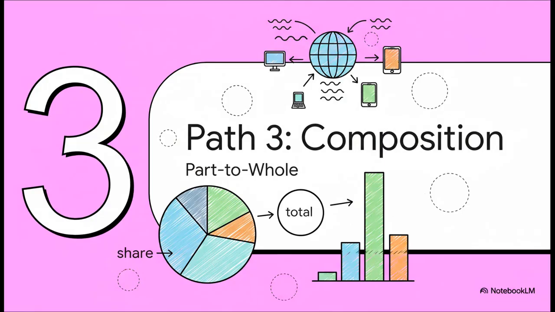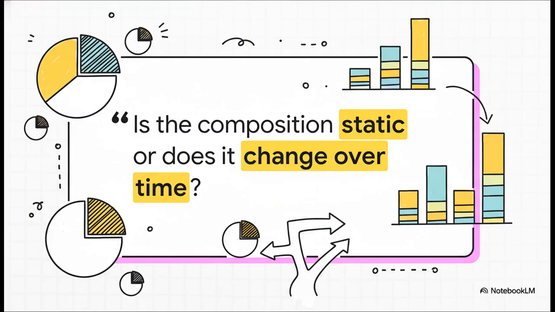All right, on to path number 3, composition. This one is all about showing how a whole is broken down into its parts. You know, a part-to-whole relationship. Think about a budget being split up or a market share breakdown. You've got a total, and you need to show what it's made of. And just like before, there's a key fork in the road here. The question you have to ask is this: is the composition static or does it change over time? In other words, are you looking at a single snapshot or are you trying to show how the pieces of the whole have changed over, say, the last few years?